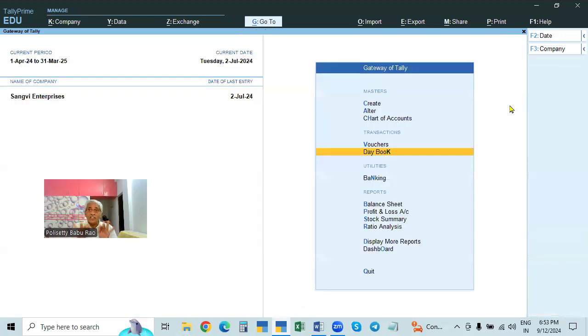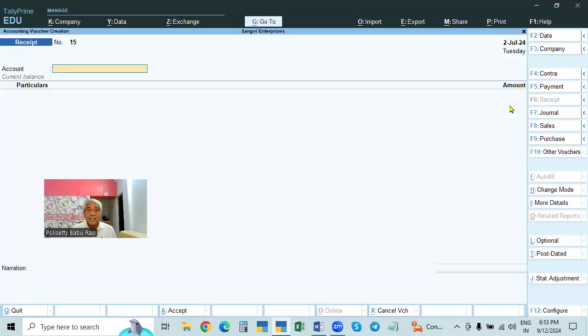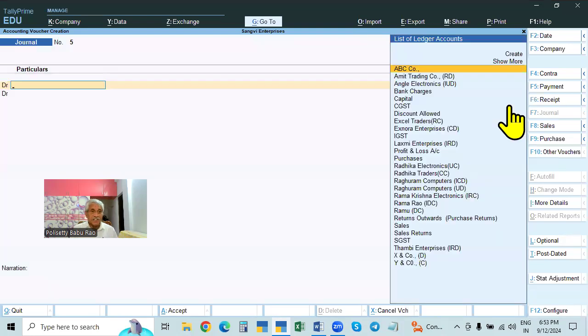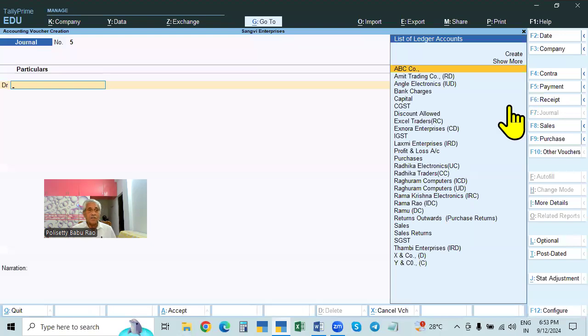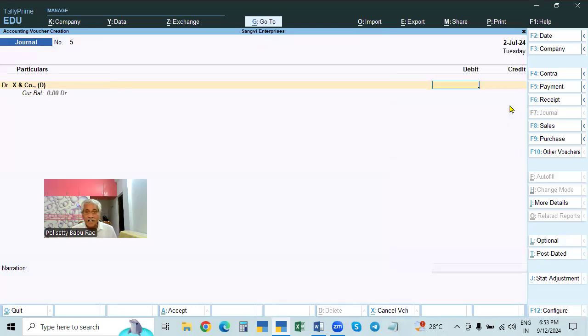That is why we have to make a journal entry, because it is not a payment, not a receipt, not a purchase or sale. Journal means non-cash transactions, and you should not enter it in any other voucher. So go to journal, F7 journal. In the journal, on the same day, X and Co will again become a debtor. So if you take X and Co, he will become a debtor. How much?